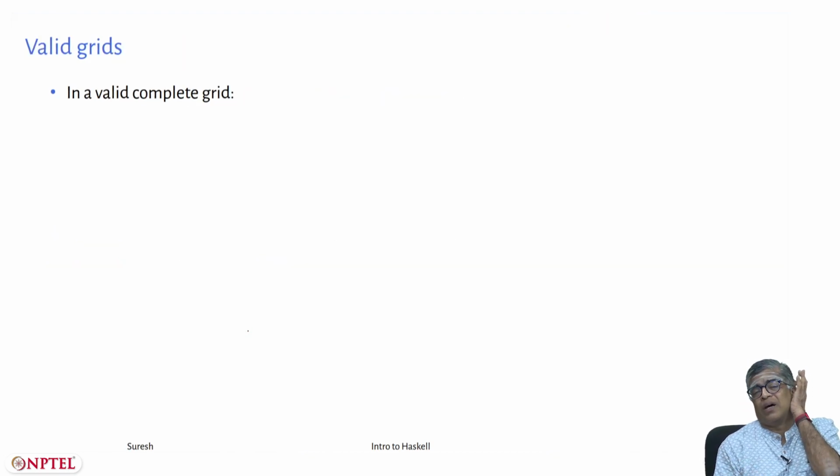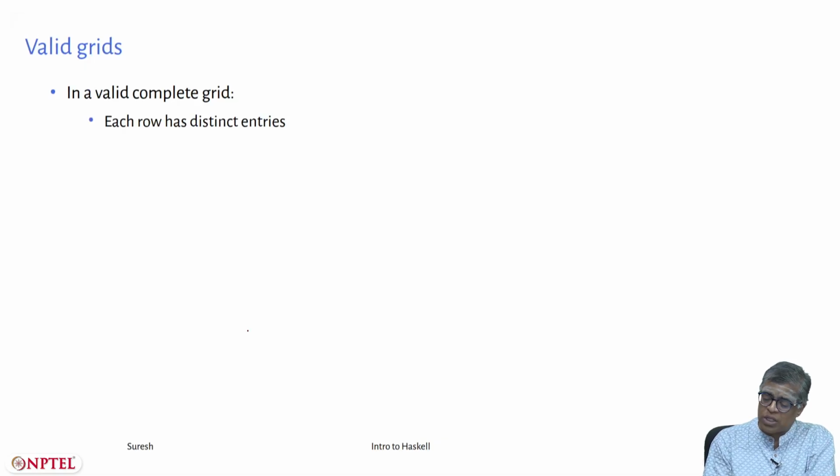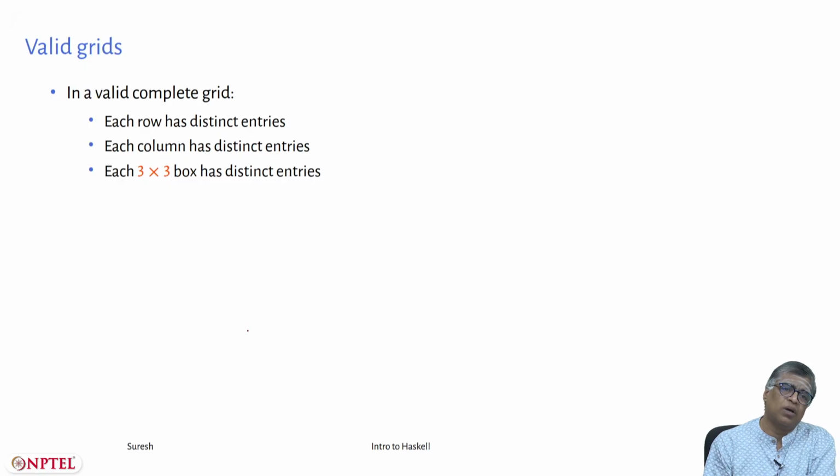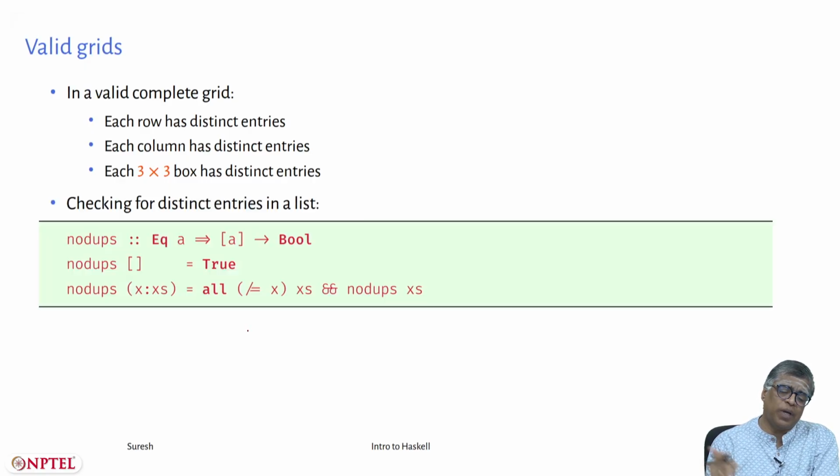Now once I have expanded, I have a list of grids. Now I need to filter out the valid ones. In a valid complete grid, each row has distinct entries, each column has distinct entries, and each 3 by 3 box has distinct entries. Checking for distinct entries in a list is no duplicates. No dupes of the empty list is true. No dupes of x:xs is all not equal to x of xs, and no dupes of xs. You first recursively check that xs doesn't have any duplicates, and check that every element in xs is not equal to x. That is what all says.